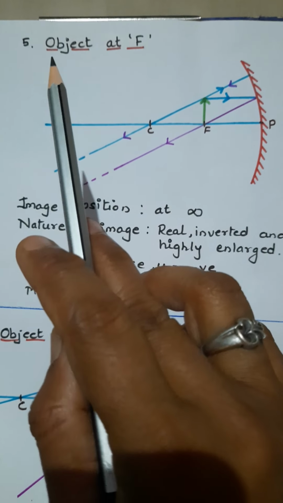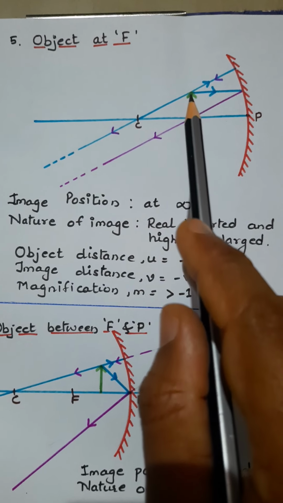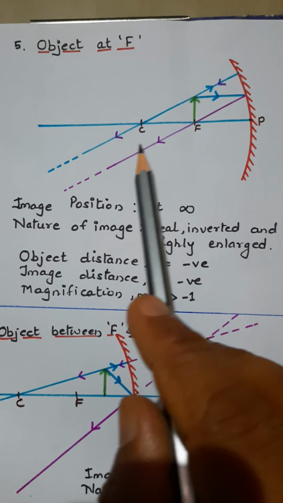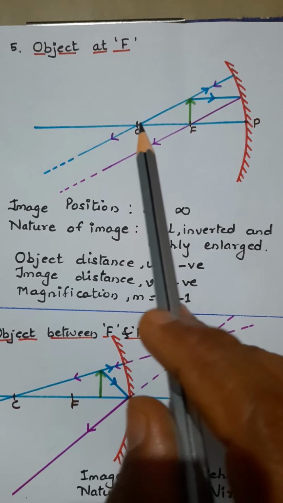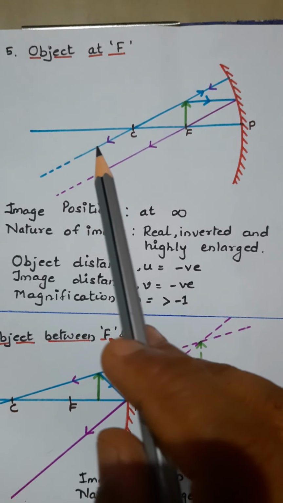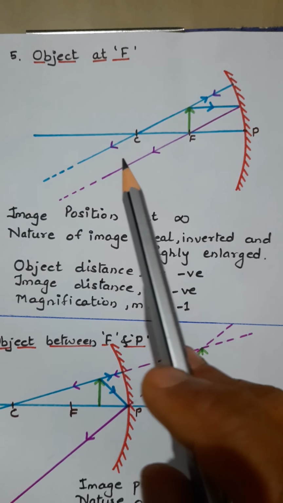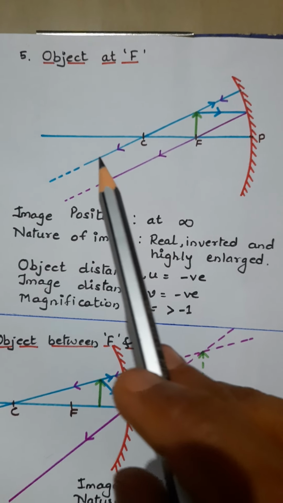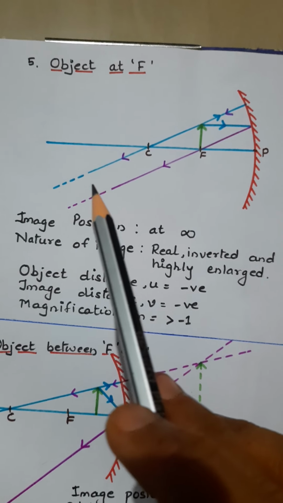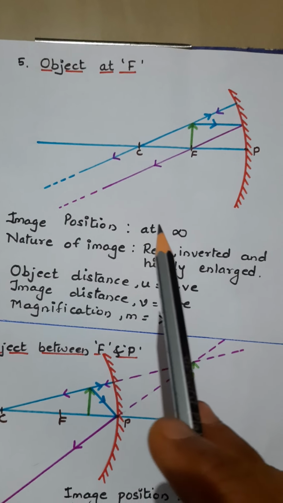In our next case, we are going to consider the object at focus, that is object at F. So object is drawn here at F. A ray parallel to principal axis is considered, which will pass through focus after reflection. Another ray which is directed towards center of curvature is considered, which will retrace the path back. After reflection, both the rays emerge parallel to each other. In this case, as both the rays are parallel to each other, it is considered that parallel rays of light meet at infinity. So, the image formed will be at infinity.